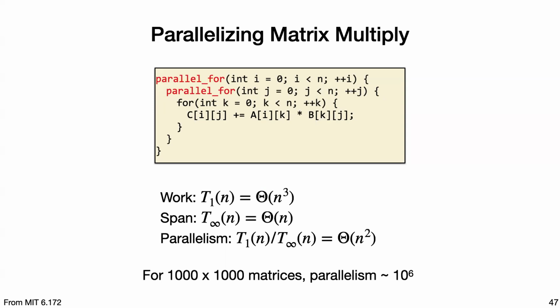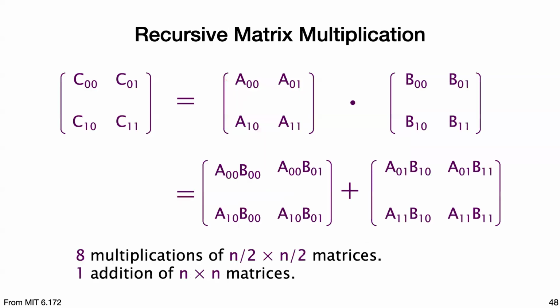The work is n cubed, the span is n. This is similar to the example we had before, which was 1 parallel for and then a serial for loop over n inside. This is now 2 parallel fors, but it's just log n plus n, so that's n. Parallelism is work over span, which is n squared. This is quite high parallelism for small-ish matrices: for 1000 by 1000, n squared is 10 to the 6. So we are good on parallelism on this one, and we can pick up here next time. Thank you.